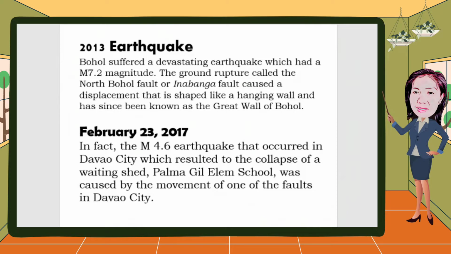Also, on February 23, 2017, there was another earthquake. It was a 4.6 magnitude earthquake in Davao City. In fact, this 4.6 earthquake that occurred in Davao City, which resulted in the collapse of the waiting shed in Palma Hill Elementary School, was caused by the movement of one of the faults in Davao City. So really, an earthquake is very dangerous.